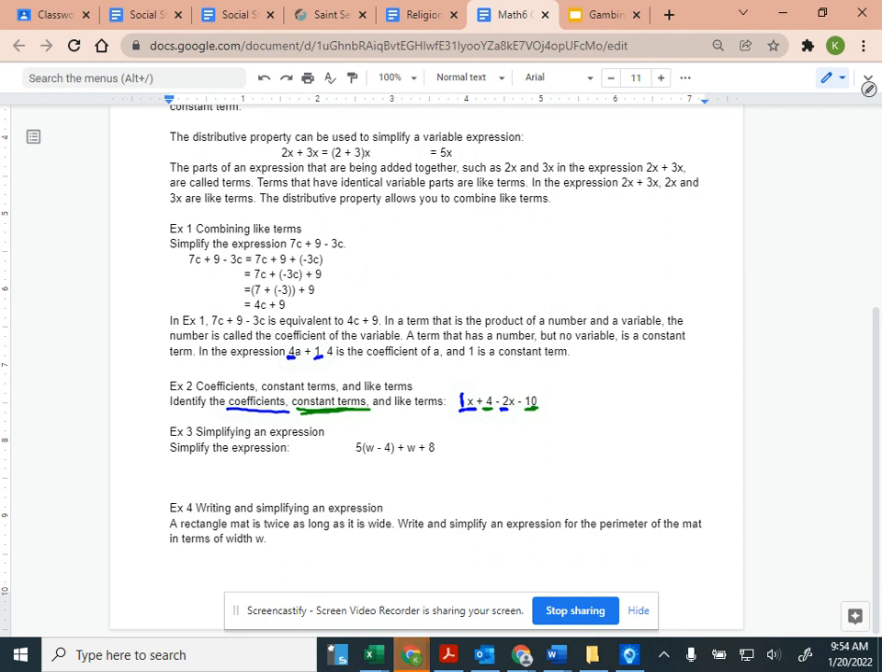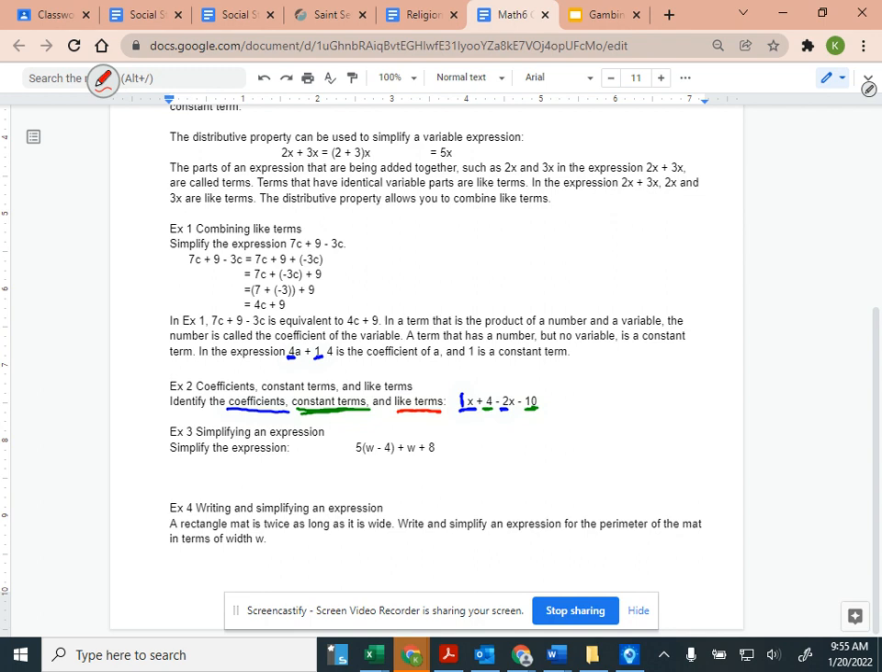So now it says, what are our like terms? What can we combine? What are the like terms? What goes with what, Nolan? I was just daydreaming. Yeah, so look at that. 1x plus 4 minus 2x minus 10. What can I combine together? Which ones are the same? What's the same? Which terms are the same, Nolan?